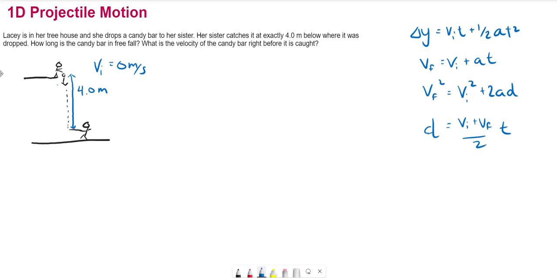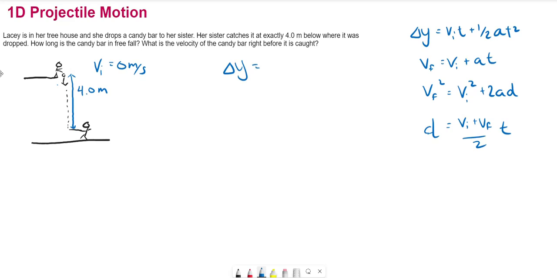If it had a non-zero velocity, they would say it was thrown down at some velocity. But when they say dropped, they mean the initial velocity is 0. So we have the initial velocity and we have the height, or the distance that it falls, right? So the first thing we want to do is find the time. So we could use delta y equals v initial t plus 1/2 at squared. So let's go ahead and do that to find the time, and then we'll find the final velocity.